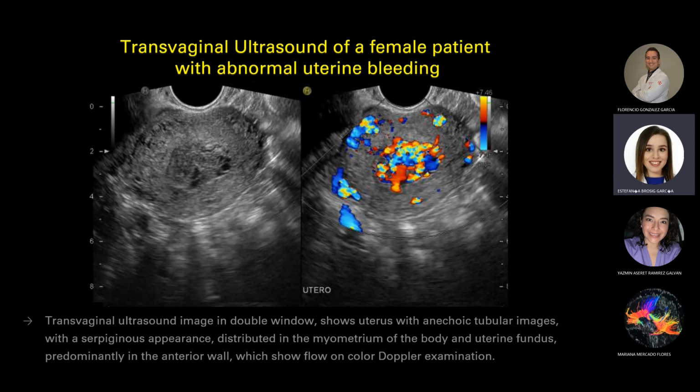The next image, we have a transverse approach, in which we can see also the anechoic tubular structures, and under the Doppler examination, we can see that it has a lot of aliasing and present color, in relation with flow.